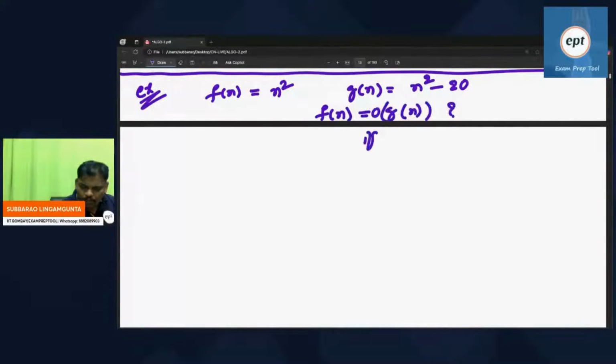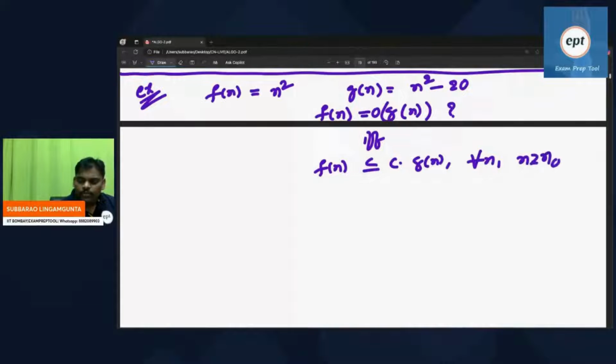If and only if, can I do this or not? Let's check. f(n) is less than or equal to some c times g(n), for all n where n is greater than or equal to n0. Here f(n) is n square, and g(n) is n square minus 20.